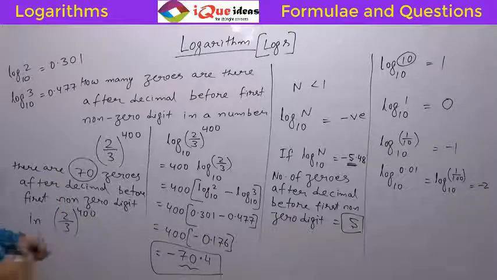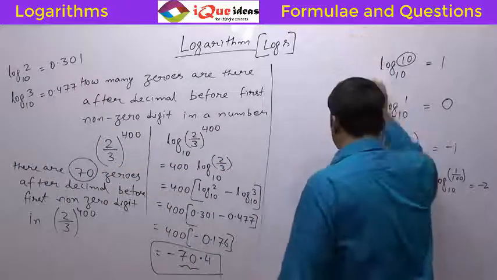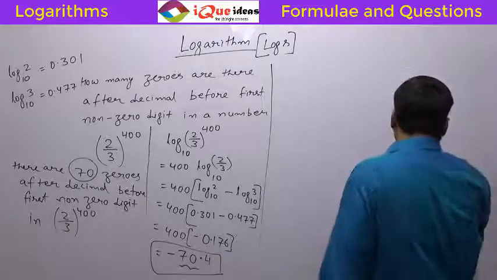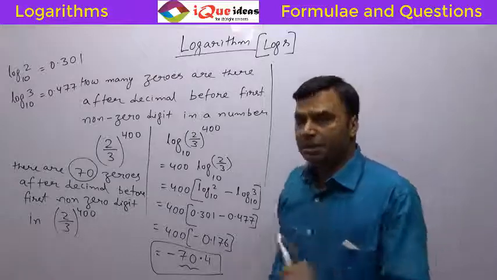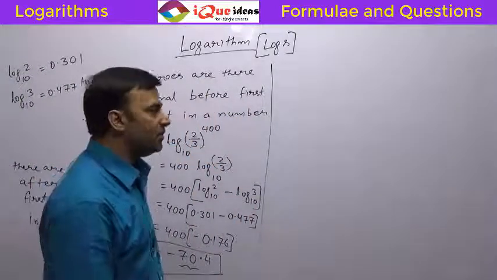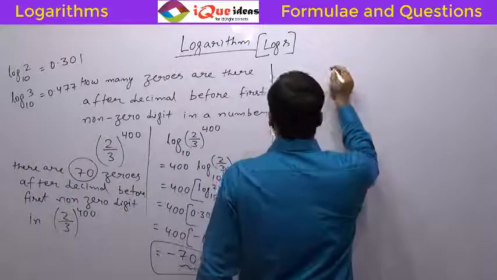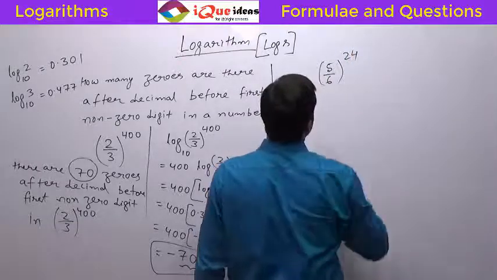Alright, let's take one more example just to understand that in a better manner. What you have to remember is that any number which is less than 1, which is a fraction, the log of that number will be negative. In that log, just look at the integer part of that log value, right? That will straight away give you the number of zeros after decimal before the first non-zero digit. Suppose it is, let's say, 5 by 6 to the power 24.